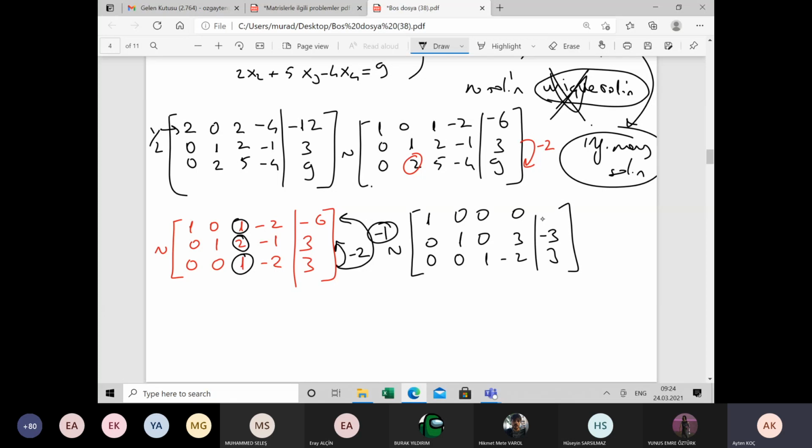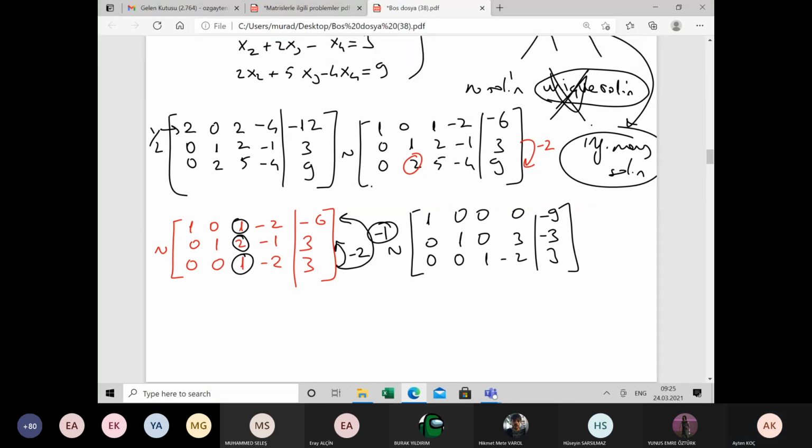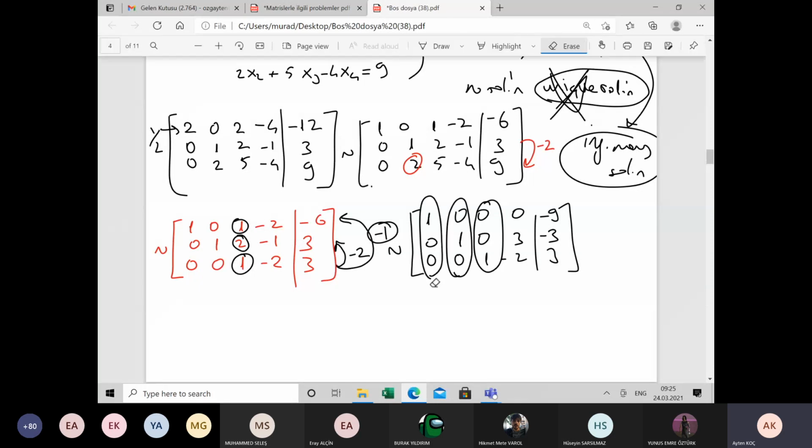So what's the next step? To get the leading one, but that's enough. And this one is, yes, the unique non-zero entry is the leading one. So this one is in reduced row echelon form.